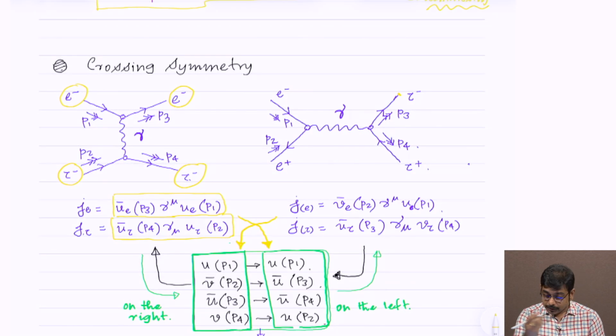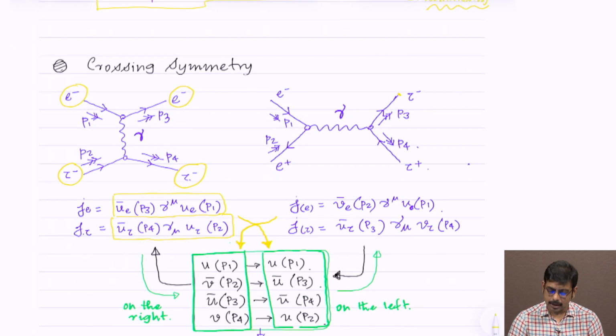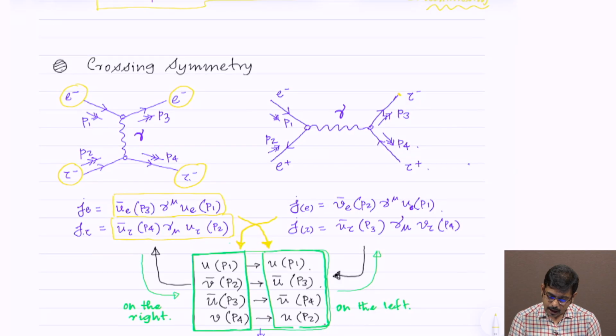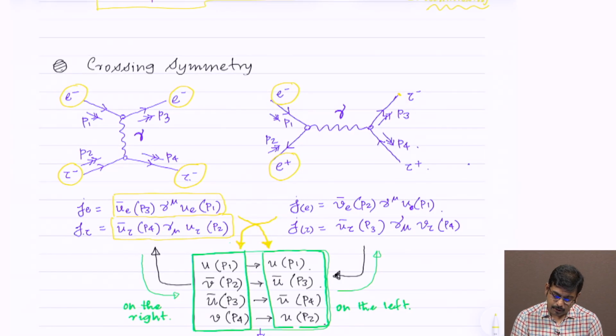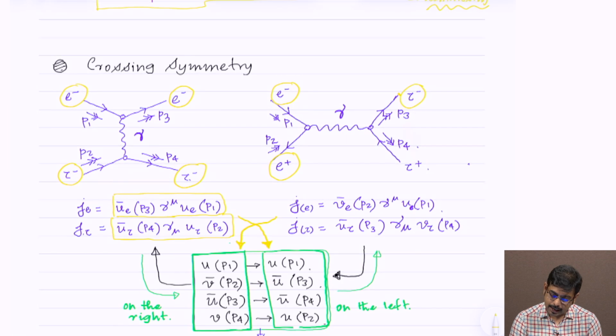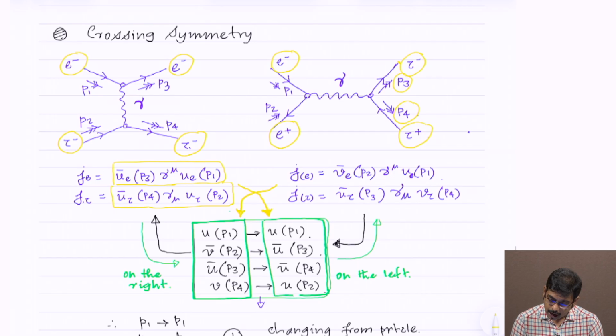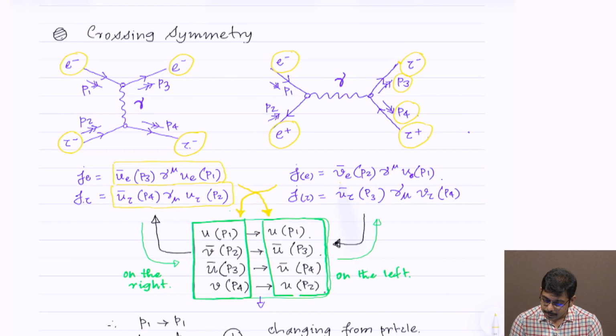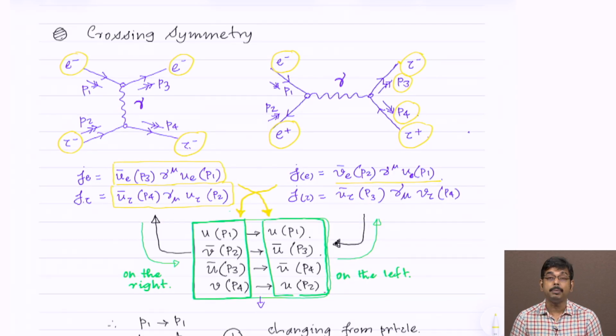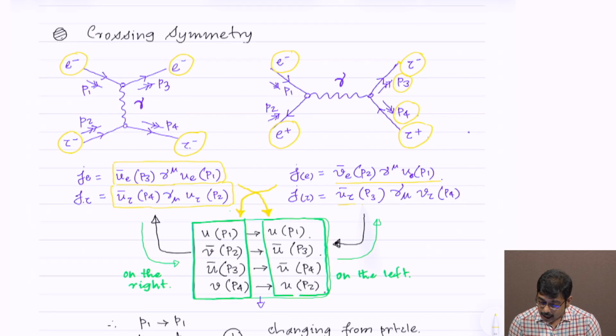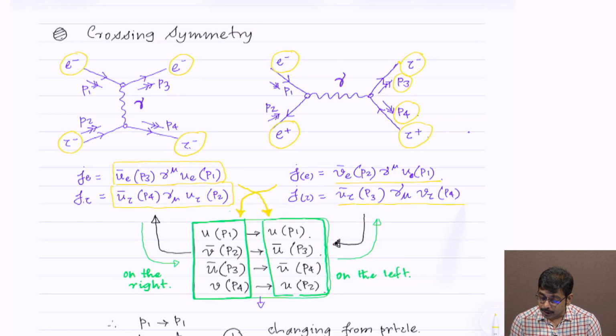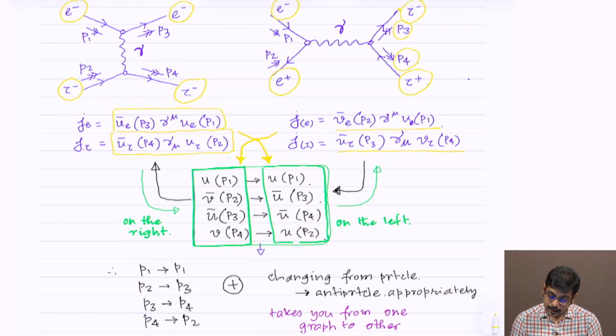And if you remember, now if you actually change this collision to e plus e minus going to tau plus tau minus, where the electron is retaining P1 momentum, e plus is now having P2 momentum, tau minus is having P3 momentum and tau plus is having P4 momentum, then the corresponding electron current will be v_e bar P2 gamma mu u_e P1. Go back to your previous lecture and check if it is correct. J tau is u_tau bar P3 gamma mu v_tau P4, right?